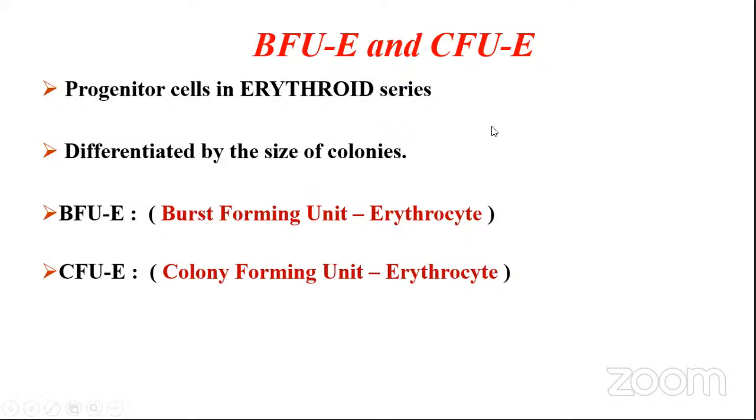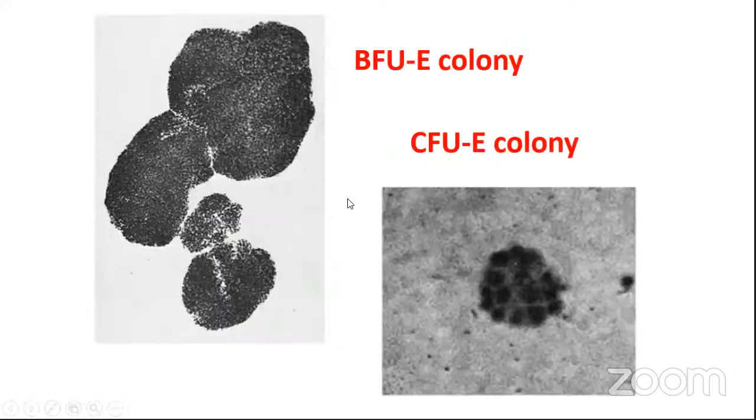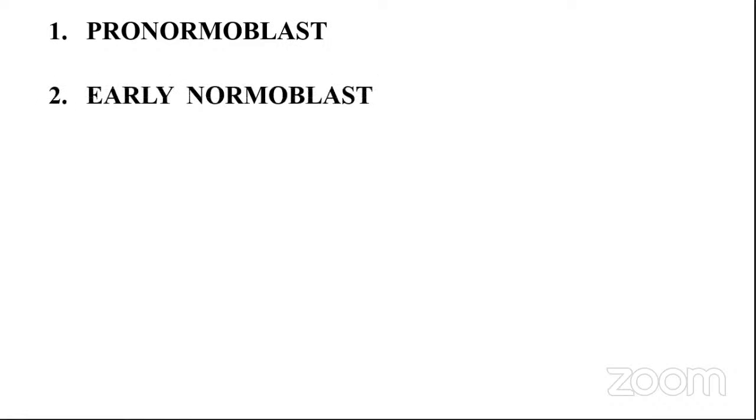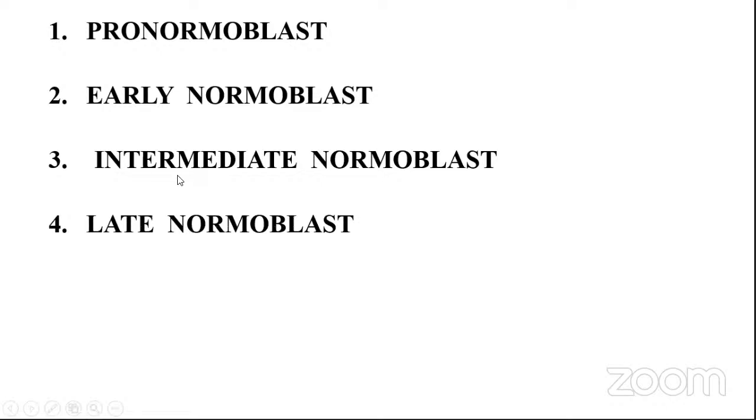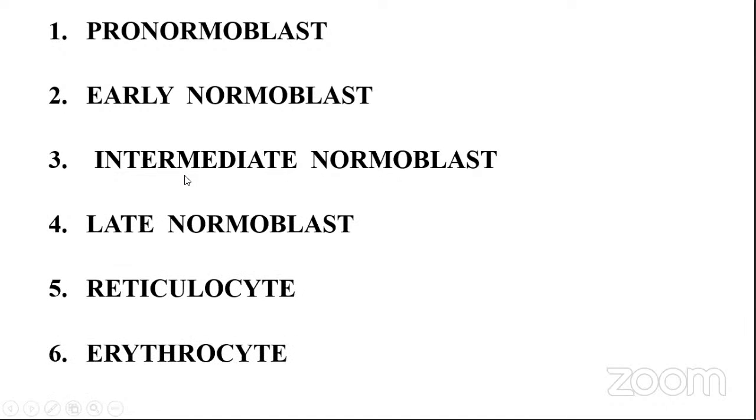Okay. Next, these are the electron microscope pictures of the burst forming unit erythrocyte colony and the colony forming unit erythroid colony. Coming to the further stages, first we will see the pro-normoblast, second the early normoblast, next the intermediate normoblast, late normoblast, reticulocyte, and finally the erythrocyte.